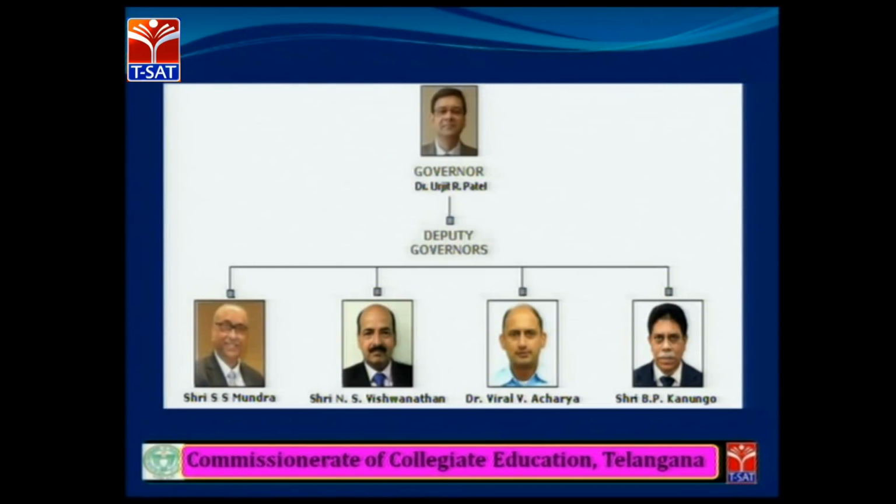Now, as you can see, the present governor and deputy governors. The present governor of RBI is Mr. Urjit Patel, and the 4 deputy governors are Sri S.S. Mundra, Sri N.S. Vishwanathan, Dr. Viral V. Acharya, and Sri B.P. Kanungo. Prior to Dr. Urjit Patel, Raghuram Rajan was our governor. During the reign of Raghuram Rajan, Urjit Patel acted as one of the deputy governors of our RBI.